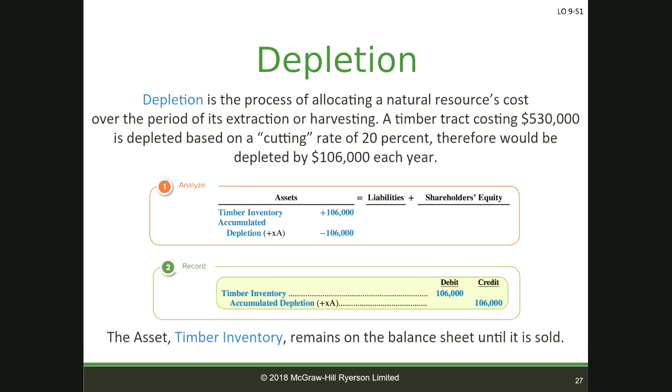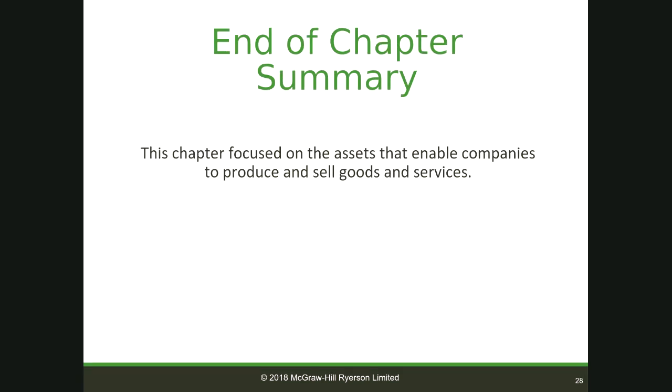So here's the journal entry in terms of what we just talked about for the 106,000: debit the inventory, 106,000, credit accumulated depletion, right? So all the costs do end up rolling into the inventory account. So at least that part is good from a consistency perspective with other financial statements, okay? So our timber inventory, as it says at the bottom of the PowerPoint, stays on the balance sheet until the actual timber is sold, okay? And that ends what's in chapter 9.